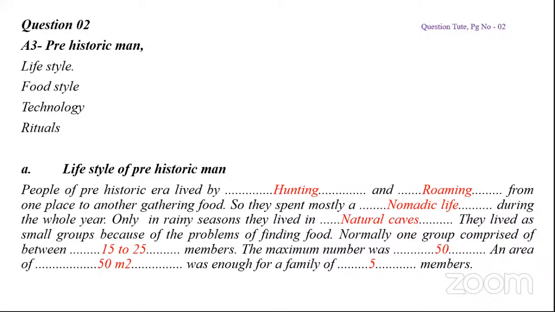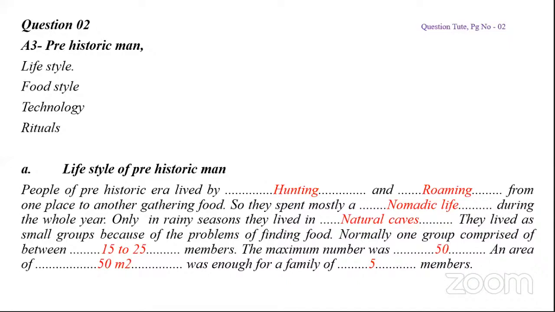People of the prehistoric era lived by hunting and roaming. Using the information we wrote in the short note, we have made this. They went from one place to another gathering food. So they spent mostly a nomadic life, that means a roaming life. They were not staying in one place permanently. Nomadic life during the whole year. Only in rainy seasons, they lived in natural caves. They lived as small groups because of the problem of finding food.